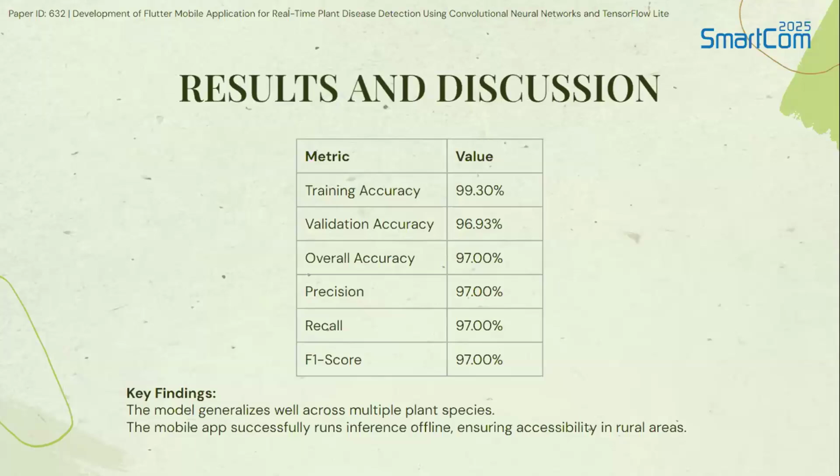The result: the CNN model for plant disease demonstrated a high efficiency, achieving 99.30% training accuracy and 96.93% validation accuracy. Overall accuracy was 97%, and the precision, recall, and F1 score were also 97%.